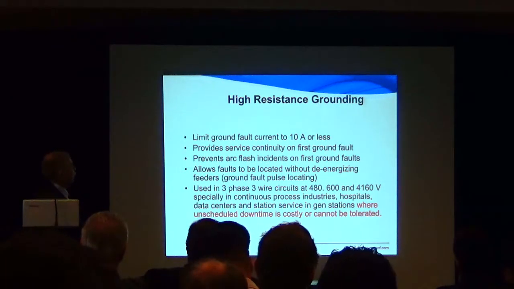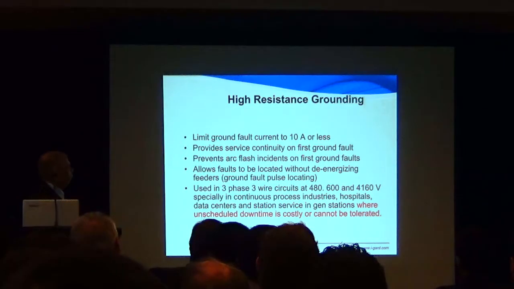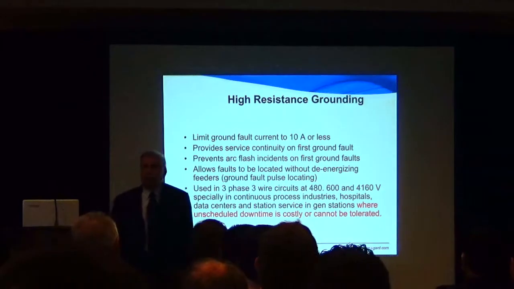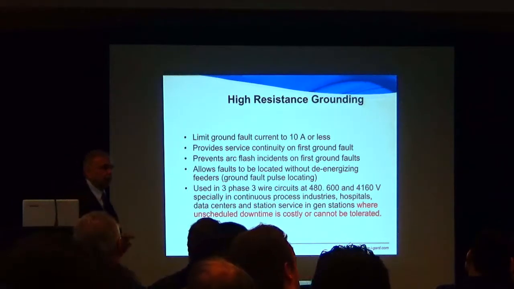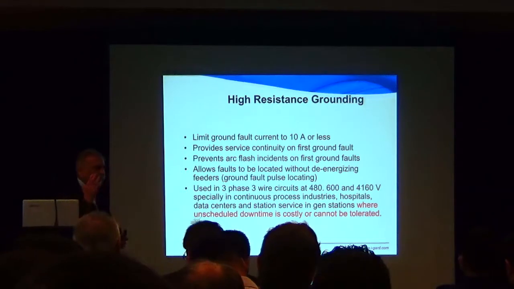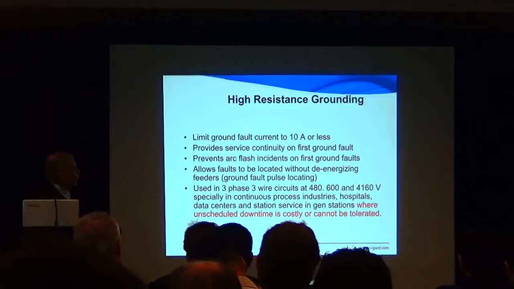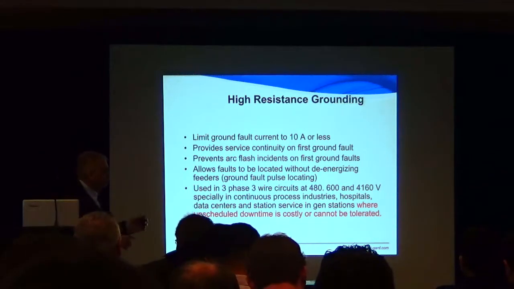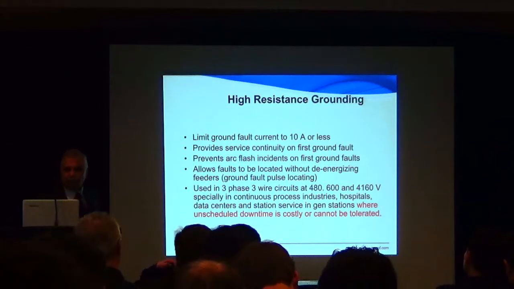So summarizing it, limiting the ground fault current to 10 amps or less provides service continuity post fault, prevents arc flash, and allows faults to be located without de-energizing, and this is what finds the fault, the pulse locating system. So our relays have a built-in technique to help you find the fault, which I'm going to describe in a minute. And then there is no excuse for that guy in the rolling mill. He has the tools through his relays to go and look for it and fix it. So these systems are three-phase, three-wire, 480, 600, and 4160 volts, especially in continuous process industries and everywhere. Wherever a circuit breaker tripping has economic consequence, you should consider high resistance grounding. And of course, for safety.